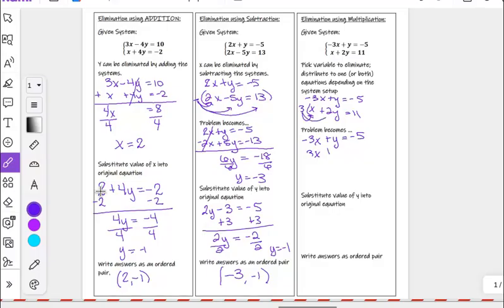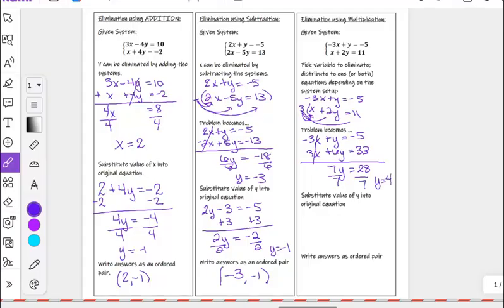3 times 2y is 6y. And 3 times 11 is 33. So then I just combine those. Negative 3x and 3x is 0. Y and 6y is 7y. Negative 5 and 33 is going to give me 28. Divide by 7. Y equals 4.